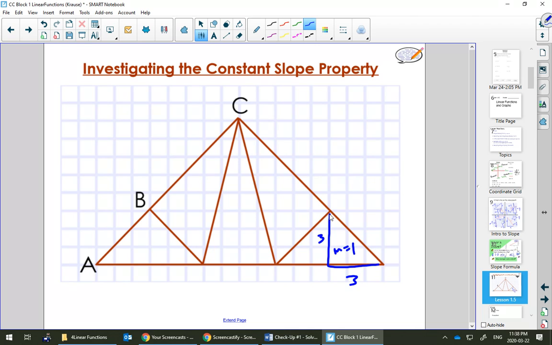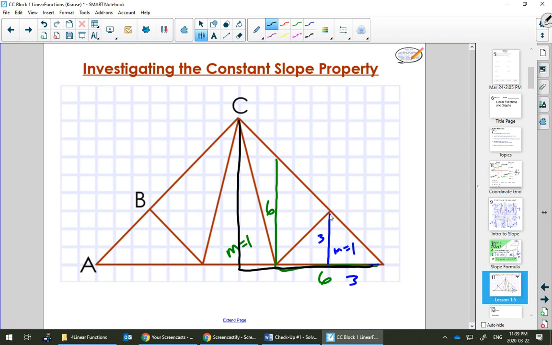But maybe I want to take from a different point and calculate my slope. Maybe I'll use a different color here. So I'm going to find this slope. I'm on the same line. My rise is 1, 2, 3, 4, 5, 6. My run is 1, 2, 3, 4, 5, 6. 6 over 6, my slope is 1. What if I want to take the slope of the entire line?